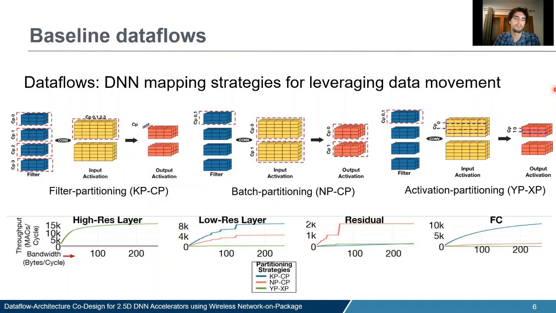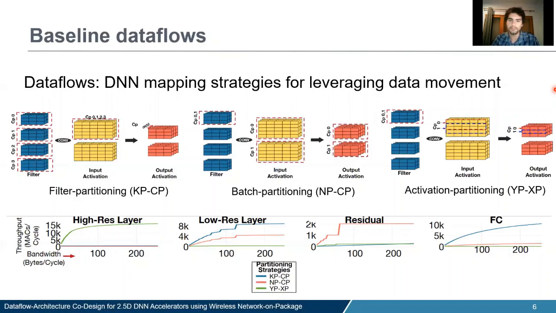The first one is the filter partitioning one, in which the different filters are being unicasted or independently sent to the different chiplets, and the inputs are being shared among chiplets or broadcasted. The second data flow is the batch partitioning, in which the different parts of the filter are shared among different chiplets, so it's the other way around, and the inputs are independently sent to different chiplets. And the third data flow, the idea is that the filter, as in the batch partitioning one, is shared among the different chiplets, but the input activations will be partitioned and they will be independently sent to different chiplets.